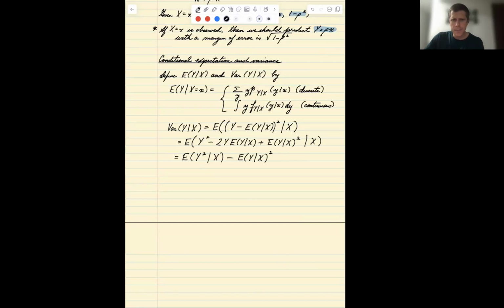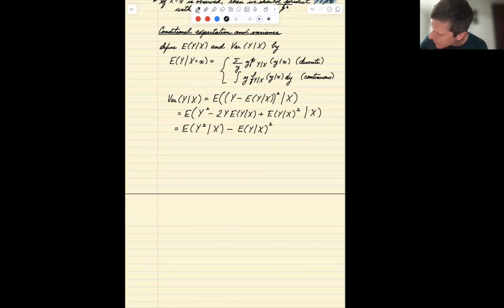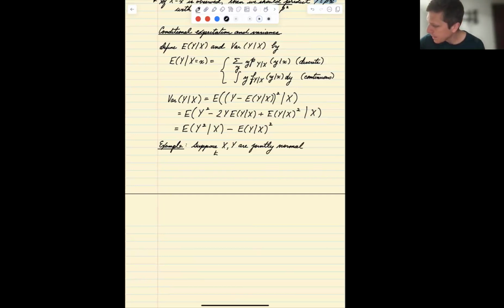So it's the similar computing formula, but involving conditional expectations instead of unconditional. Okay, so let's look at an example. Suppose x and y are jointly normal, with expectation 0, variance 1, and covariance rho.